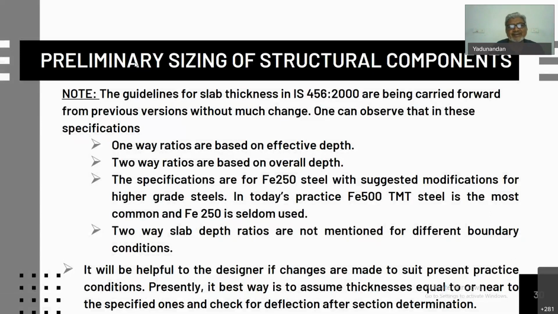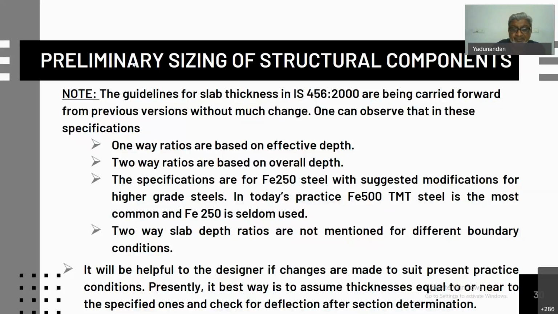So the point is that the guidelines for slab thickness in IS 456 are being carried forward from previous versions without much change. One can observe that one-way ratios are based on effective depth, two-way ratios are based on overall depth. The specifications are for 250 steel. And in today's practice, only 500 TMT steel is used and no other steel is used. And the two-way slab depth ratios are mentioned on the overall depth, and they are not mentioned for different boundary conditions. For continuous, they mention that's all one category, L by D of 40.